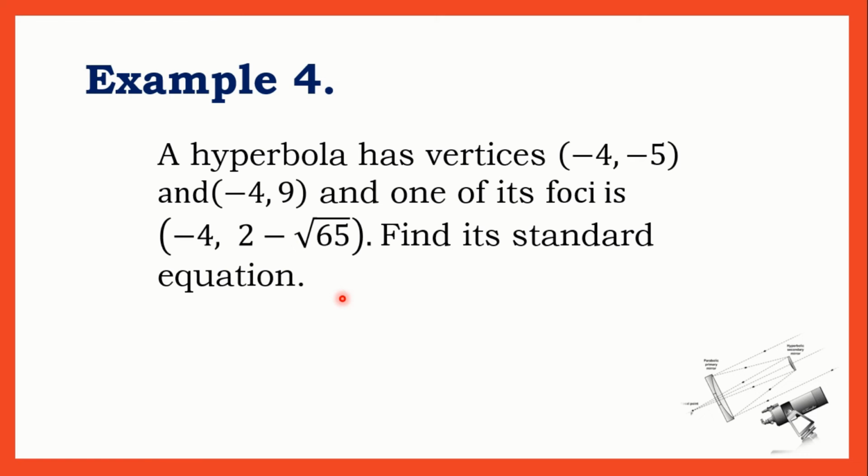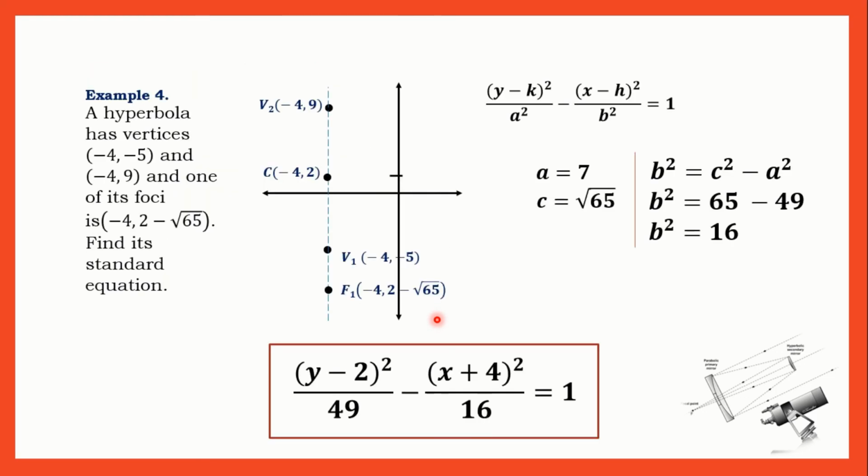A hyperbola has vertices at the points (-4, -5) and (-4, 9), and one of its foci is the point (-4, 2 - √65). Find its standard equation. The given conditions will help us make a rough illustration. We plot first the vertices V1 and V2, and by counting the number of units between V1 and V2, we can determine the center. The center is at the point (-4, 2).